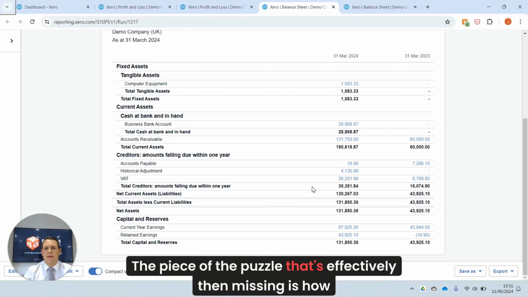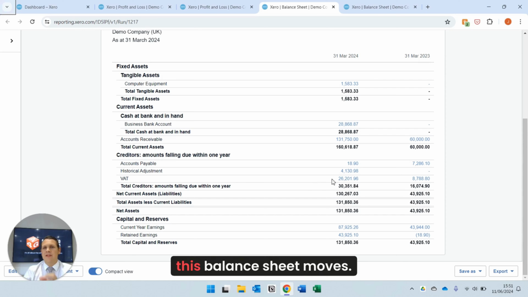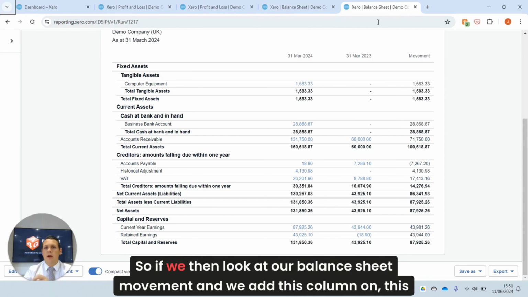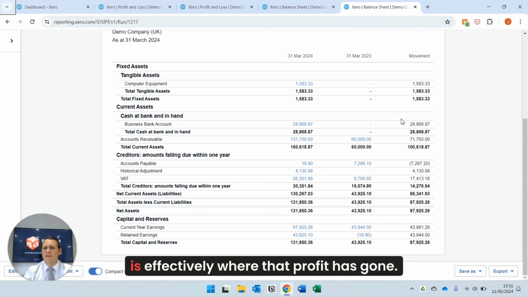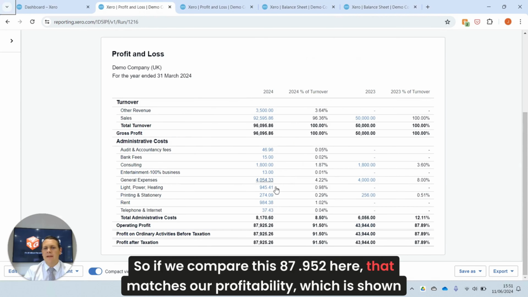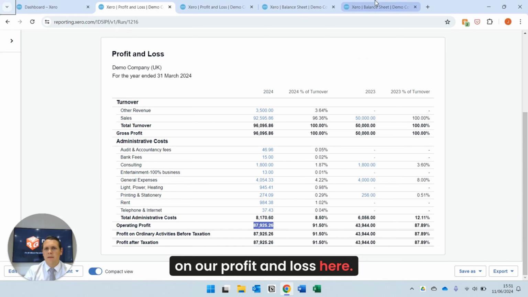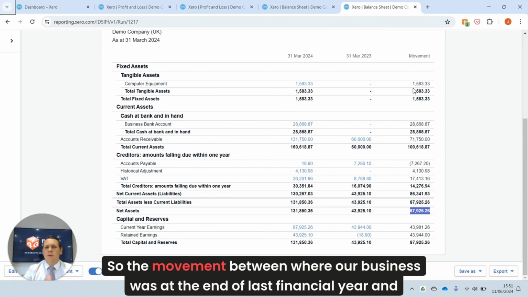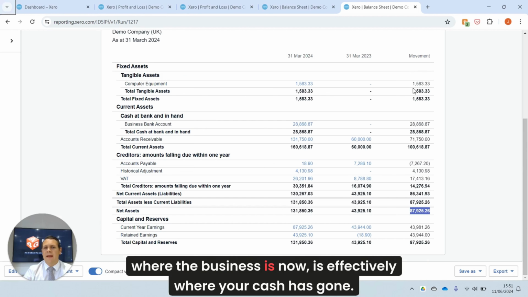The piece of the puzzle that's effectively then missing is how this balance sheet moves. So if we then look at our balance sheet movement and we add this column on, this is effectively where that profit has gone. So if we compare this 87,952 here, that matches our profitability, which is shown on our profit and loss here. So the movement between where our business was at the end of last financial year and where the business is now is effectively where your cash has gone.